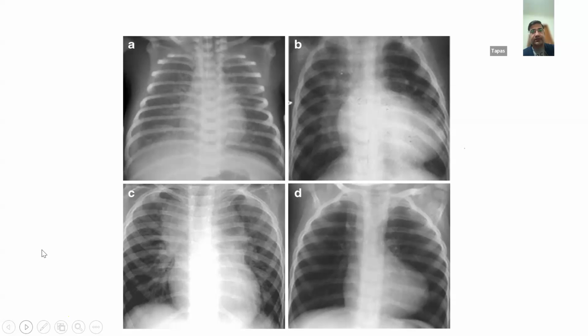TOF. Correct. There is a boot shaped heart, and you can see the lung fields. Compare the lung fields on X-ray A and X-ray D. These are very dark lung fields compared to X-ray A, in which the lung fields are more hazy. Also in X-ray B, the lung fields are hazy. But in D, the lung fields are very dark. So there is decreased pulmonary blood flow with a boot shaped heart, and there is no cardiomegaly. There is oligemia, so it indicates TOF. Correct.